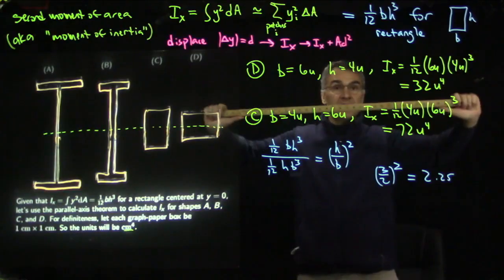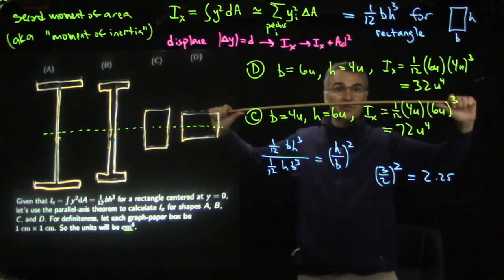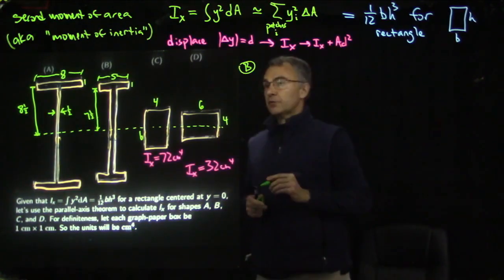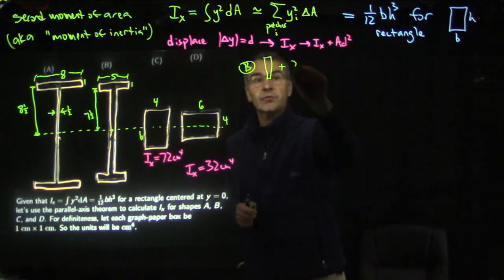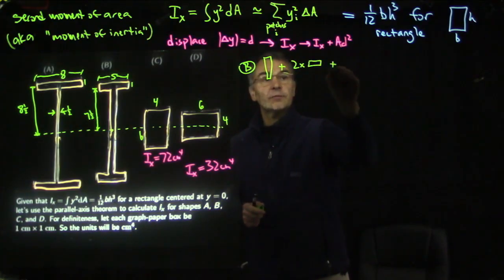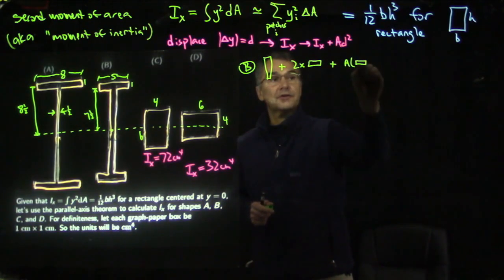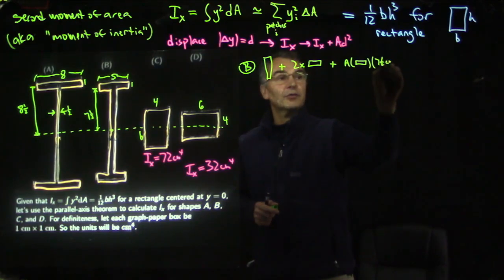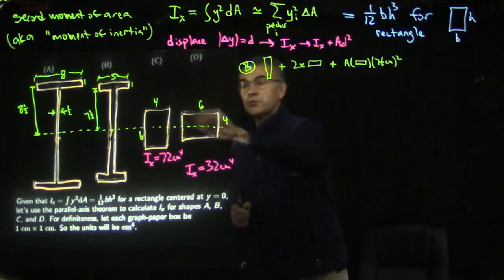So this is actually 10 times as stiff this way as it is this way. Now let's work out shape B. So we have this shape, and then we have 2 times this small shape, and then we have the area of this small shape times 7½ centimeters squared. And then there are actually 2 of them because there's one on top and one on the bottom.